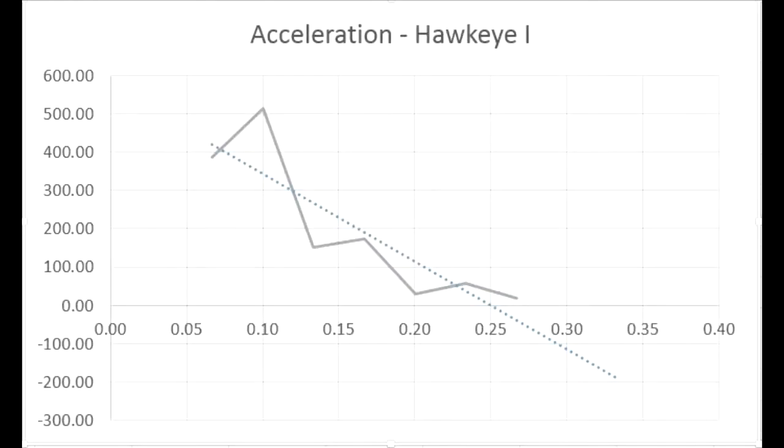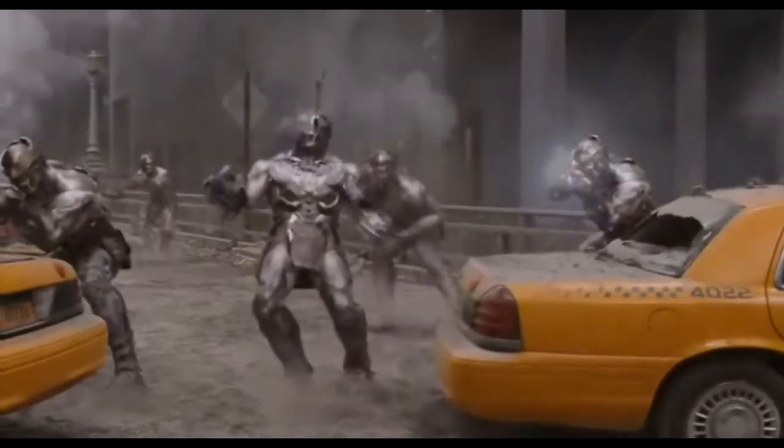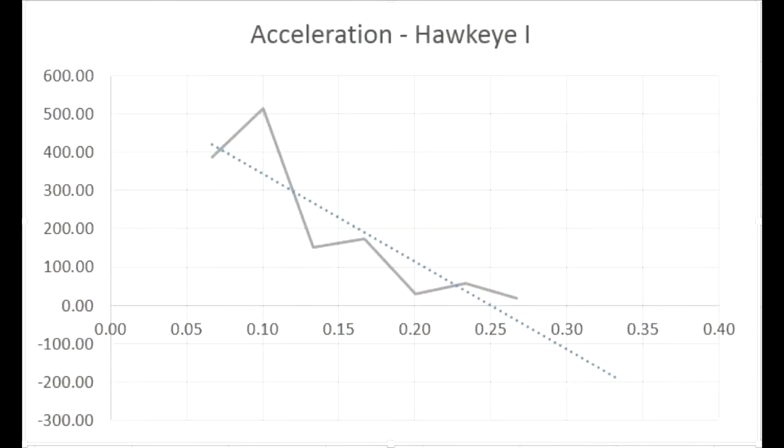This is the acceleration graph for the first footage of Hawkeye. In this scene, he threw an arrow at an alien. For the sake of minimizing the ideal factors, let us just look at the trend line marked by the blue dots. It is going down, and we can say that the arrow didn't break any laws of physics.